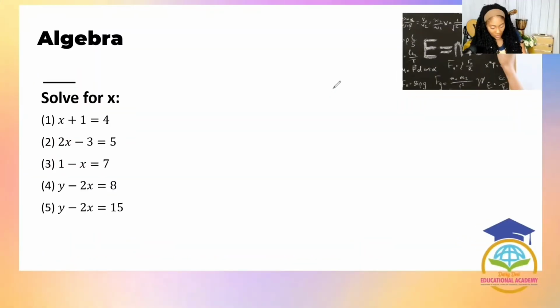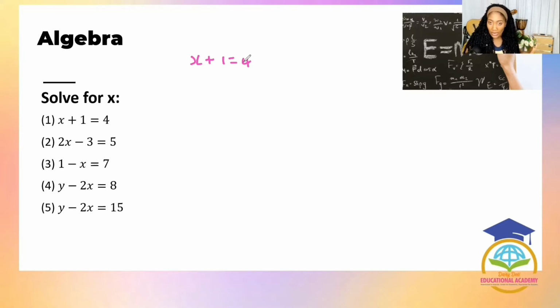So here we are with question 1. Question 1 says x plus 1 equals 4, and we are making x the subject of the formula. So you're leaving all the unknown variables on one side and all the numbers on the other side. In this question, the x is on the left, so I'm leaving it on the left already, right?